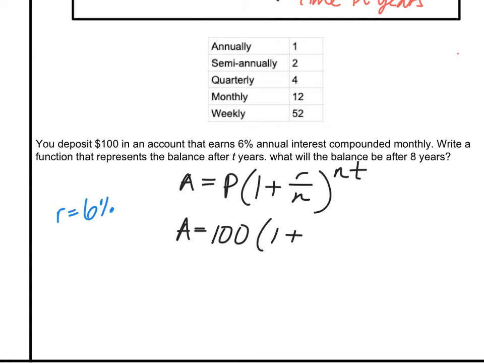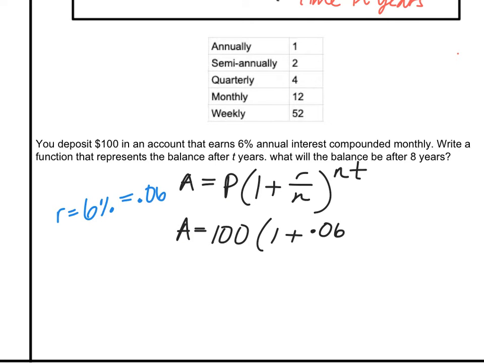You cannot leave it like that. Take your decimal, move it 2 places to the left, or divide by 100. 6% is 0.06. So in your spot for R, you have to put 0.06. Do not put 6. So 0.06. That's how we got that, if you convert that.